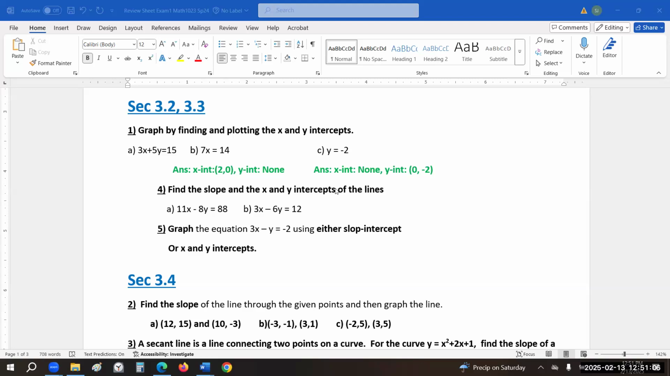So we have our exam tomorrow. Let me tell you what will be in the exam. So I posted the review sheet on Brightspace. Make sure you study it very well.